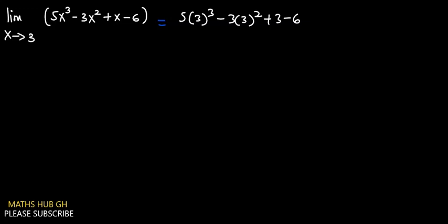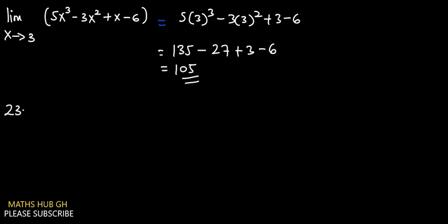So 5 multiplying 3 cubed will give us a value of 135, minus 3 multiplying 3 squared will give us a value of 27, plus 3 minus 6. Let's look at what you're going to get at the end. So we have 135 minus 27 plus 3 minus 6. This will give us a value of 105 as our answer. So this will be the solution to this question. Now let's take the next question.